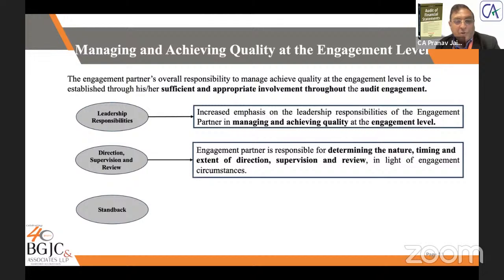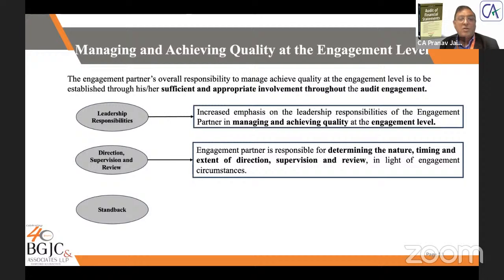Direction, supervision, and review. The engagement partner should determine the nature, timing, and extent of direction, supervision, and review in the light of engagement circumstances. So if the assessed risk of material misstatement is high, or it's a complex client, or it's a listed client, direction, supervision, and review would be significantly more as compared to the audit of financial statements of a very small entity where maybe the engagement partner is directly supervising the work of a junior person. So that has to be a professional judgment of the partner.